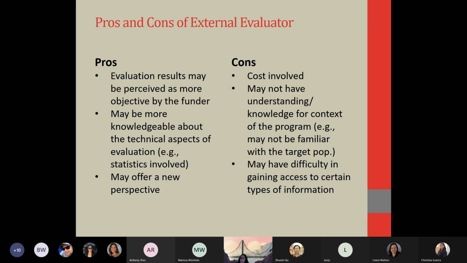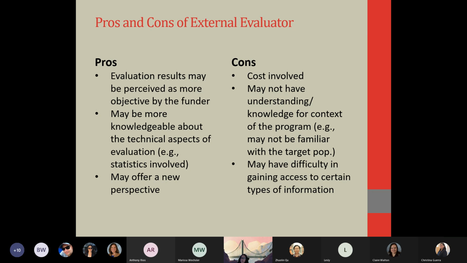In terms of the disadvantages, one of the major ones could be the cost involved. Usually an evaluator will cost you about 5 to 10% of your grant. However, sometimes I've seen evaluators charge up to 20%, and it's often allowable by the funding agency. They usually explicitly state how much of your budget you can allocate towards the evaluator. So it's really important to keep all of that in mind.